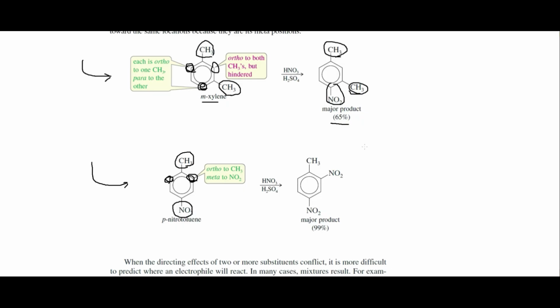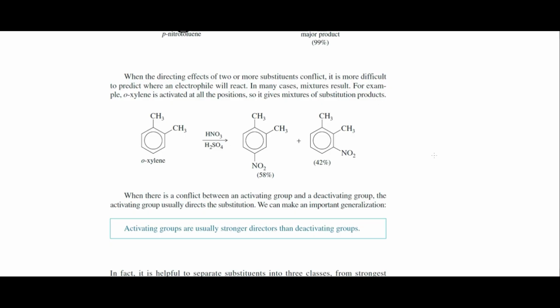But if we have groups that are working at cross purposes to each other, then we're going to get a mixture. So we have on here these two ortho-para directors that are now adjacent to each other. Any other carbon in here is going to be ortho or para to one of them and meta to the other. And so that means that one of them is going to be directing it there, and the other one is going to be directing it away from there.